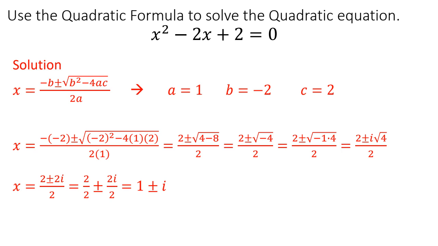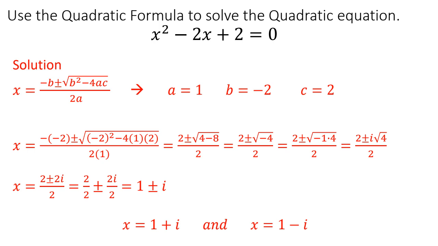So again, this quadratic doesn't have real solutions, but now it has imaginary solutions. It has two of them: 1 plus i and 1 minus i. Again, you'll be seeing this. Now, any questions? I have about 8 minutes.